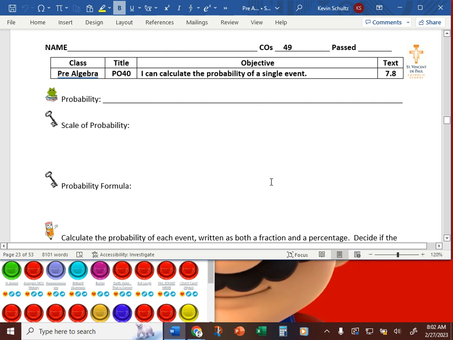Okay, what is the definition of probability? We've already defined this. We defined it in PO39. But we're going to do it again because the more that you look at something, read something, write something, the more you remember it. Ryan. The likelihood of an event happening. The likelihood of an event happening.